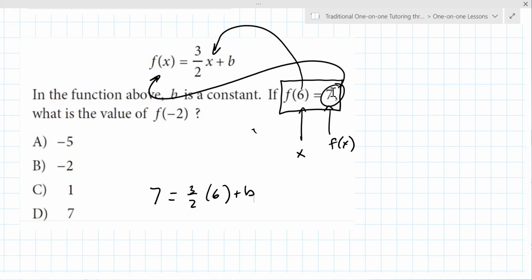So solve for b then. Yes, I want you to solve this for b. 6 equals 3/2, 7.